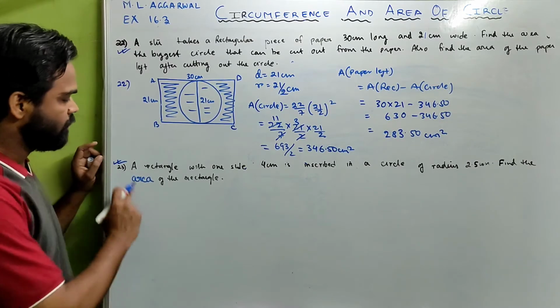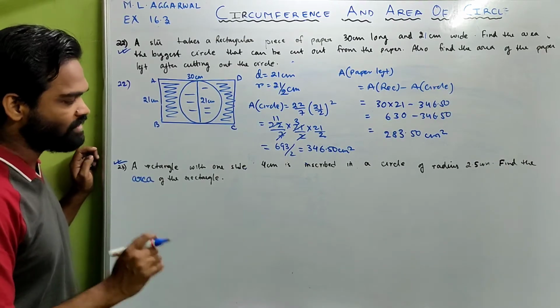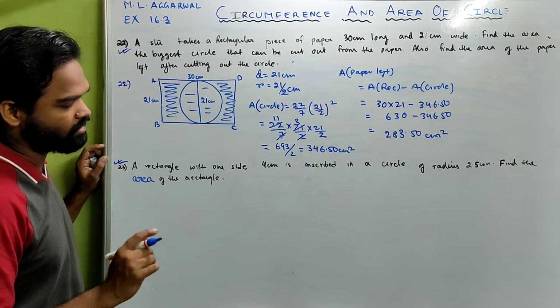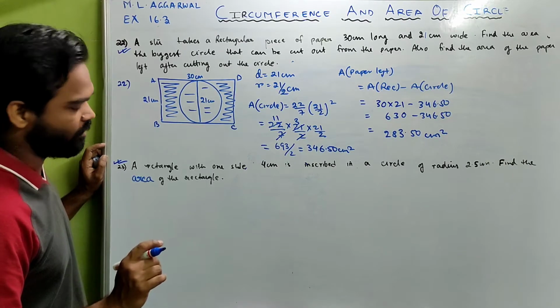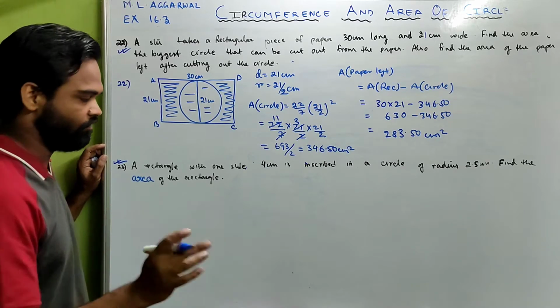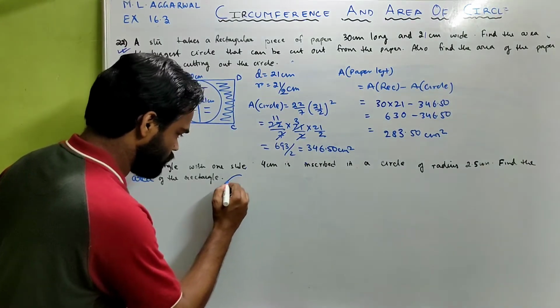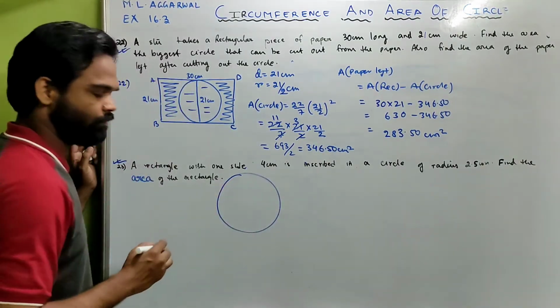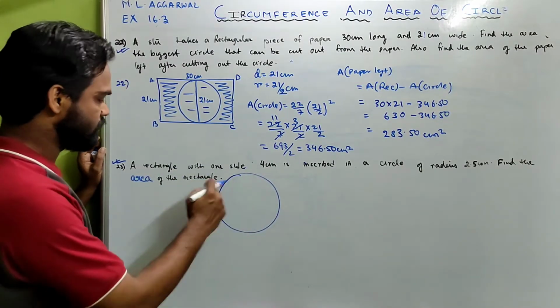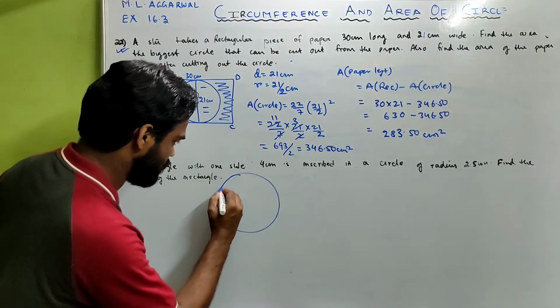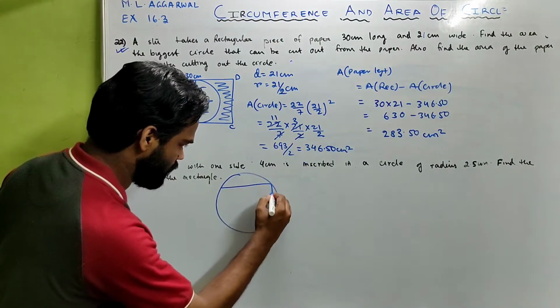Now 23. A rectangle with one side 4 centimeter is inscribed in a circle of radius 2.5 centimeter. Find the area of the rectangle. Very easy. First, draw a circle. Now they have told you it is inscribed. Inside this, there is a rectangle. So something like this.